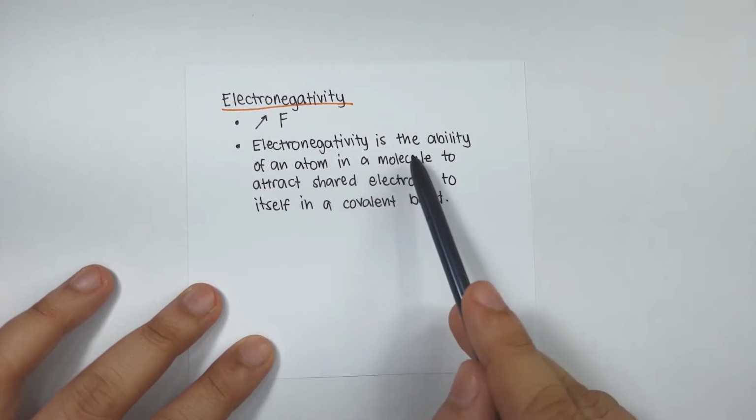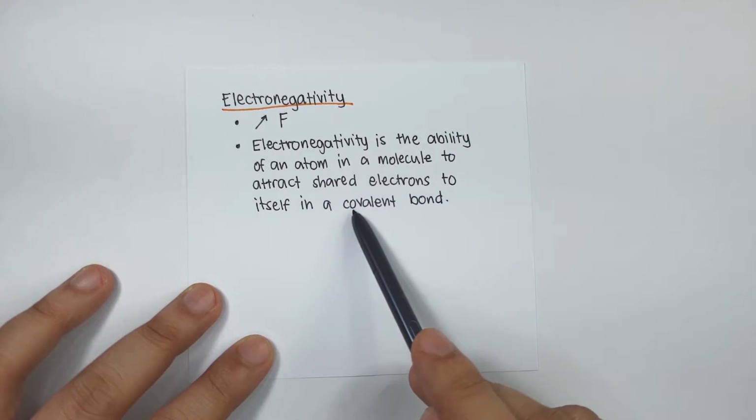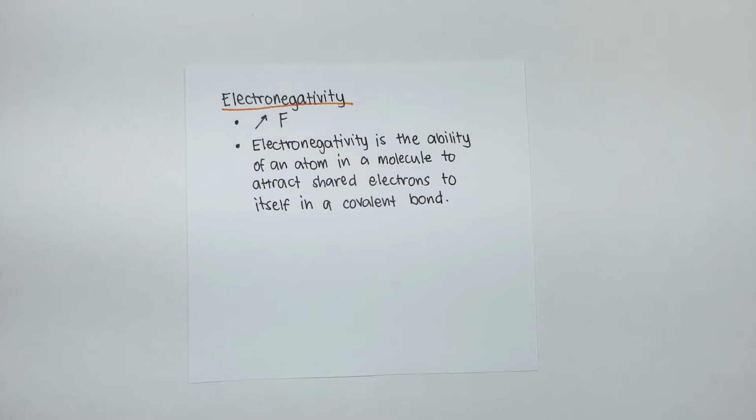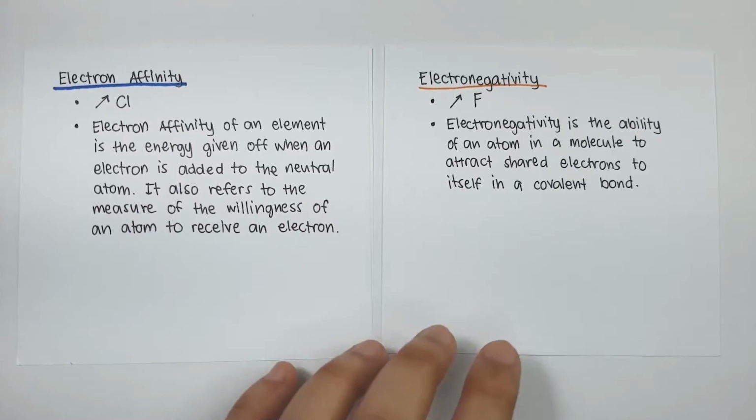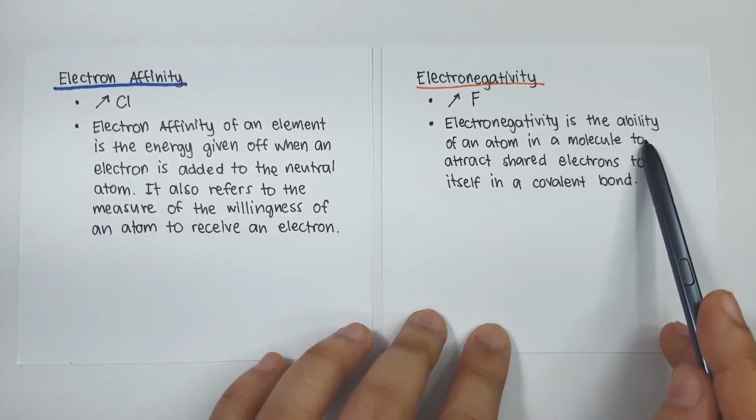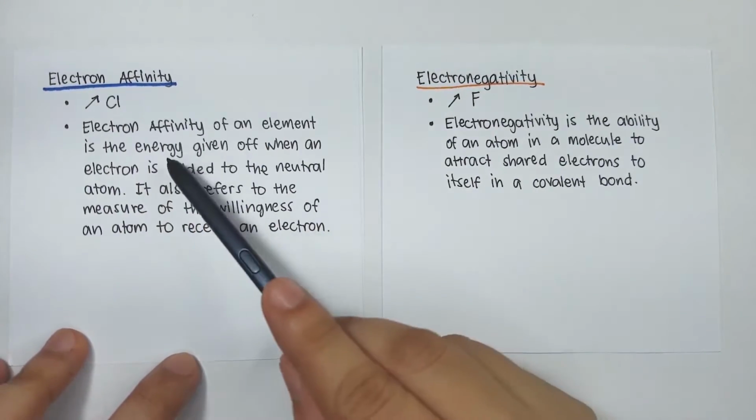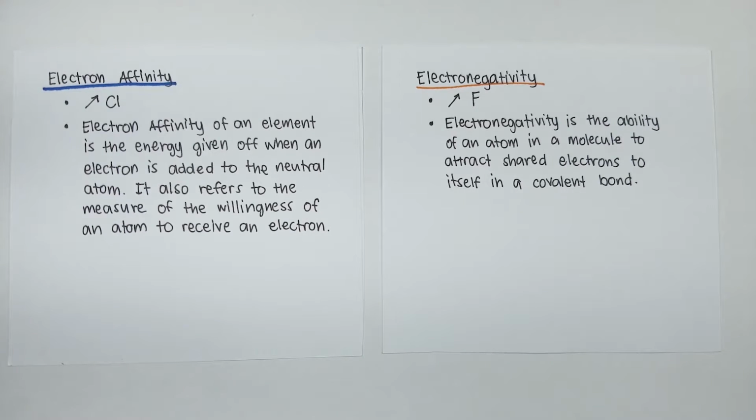Electronegativity is the ability of an atom in a molecule to attract shared electrons to itself in a covalent bond. So same trend sila ni electron affinity, pero magkaiba lang yung definition. Electronegativity speaks of ability, while electron affinity talks about energy or willingness. Okay, so look at the table na lang.